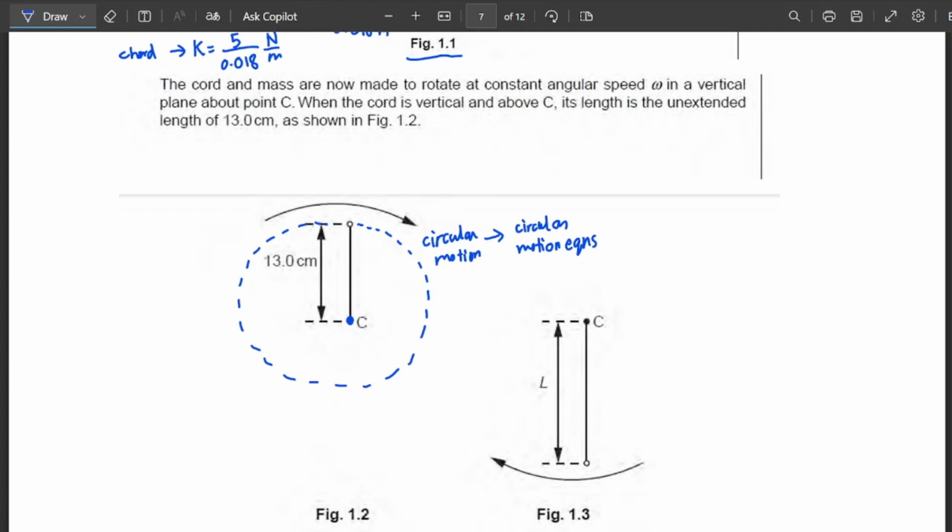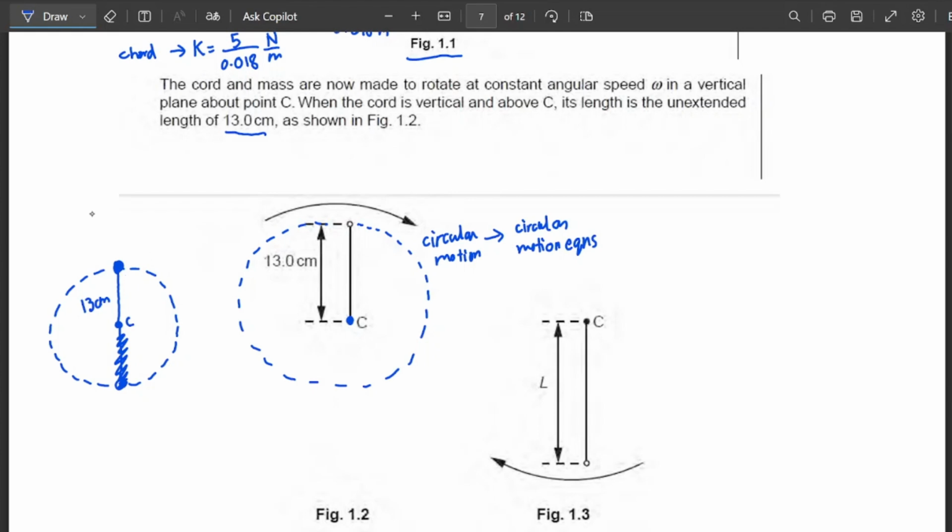Okay, those equations. So it says when the cord is vertical and above C, its length is unextended, length of 13 centimeters as shown. Now, what does this mean? So we know that this mass was basically hanging like this, and then they caused this system to rotate about that central point, point C. And what they say is when this mass is right above this point C, this cord is not extended. It's at its original length, 13 centimeters. And what does that even mean?